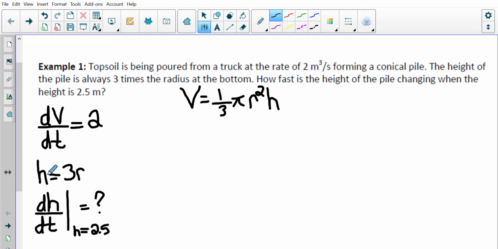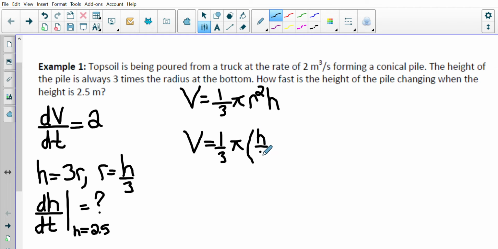And so what I'm going to do is substitute in for r, so that I just have volume and h. To sub in for r, I'm going to have to divide this equation both sides by 3. And so r is actually going to be h divided by 3. All right, now I'm going to sub that into my equation here. So I get V equals 1/3 pi. That's just a number there. Now instead of r squared, I'm going to have h over 3 squared. And again, times the h that was left over there.